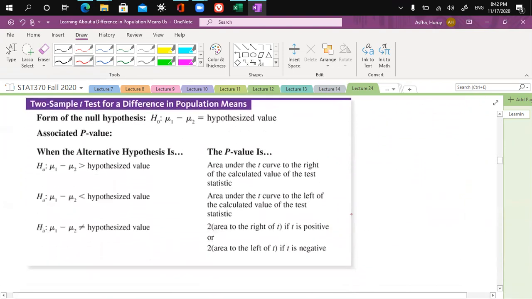And well, the three possible alternative hypotheses are given by this, and these are, of course, the same as in the other tests that we learned before. And finding the p-value, of course, depends on the alternative hypothesis. Depending on which alternative hypothesis you are using, the p-value will be the area under the curve to the left, to the right, or at the two ends.